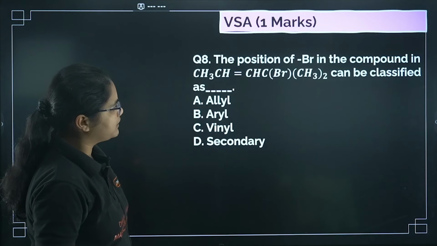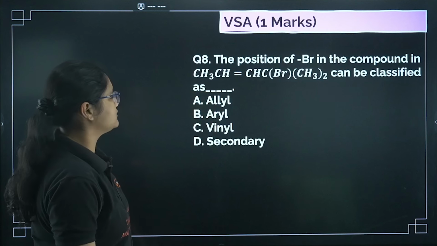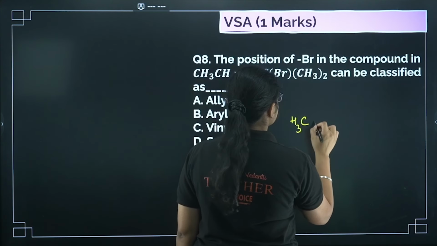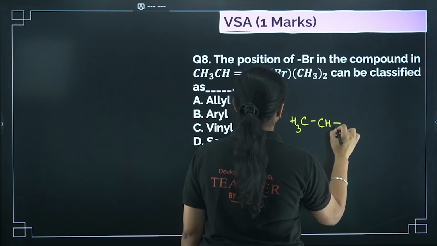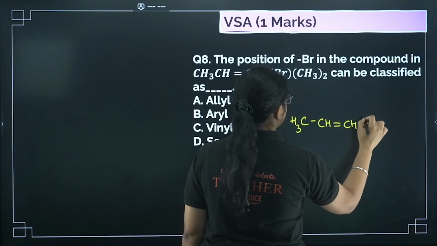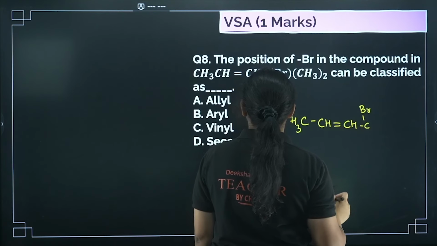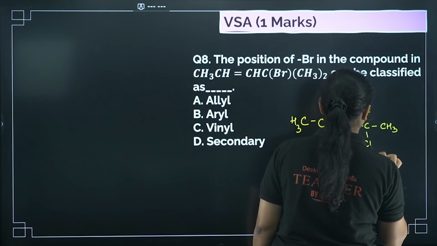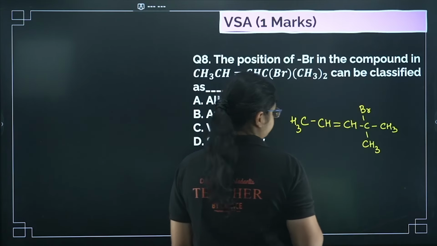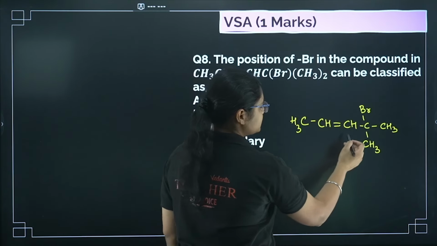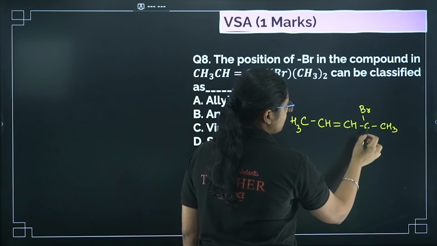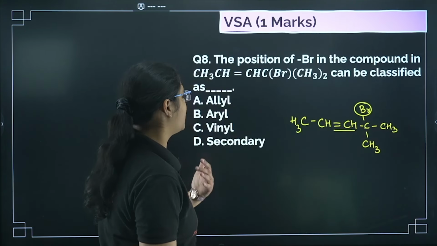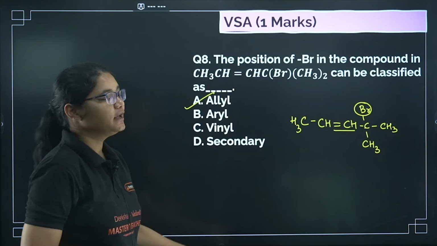Next we have the position of Br in the compound. This one can be classified as, if you see the position of Br, we have CH3 CH double bond CH C Br, then I have 2 CH3 groups. Now if you see this compound, the carbon containing the bromine group is next to the carbon having the double bond, right? So it is an allylic group, that is why option number A here.